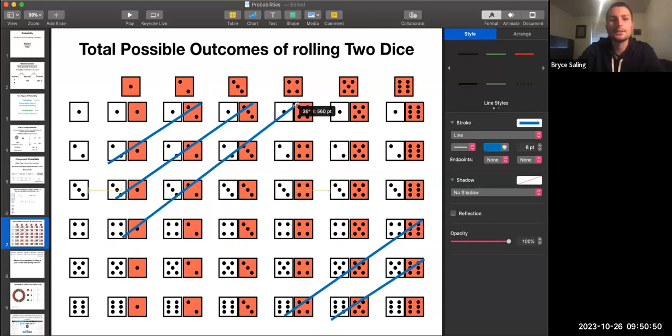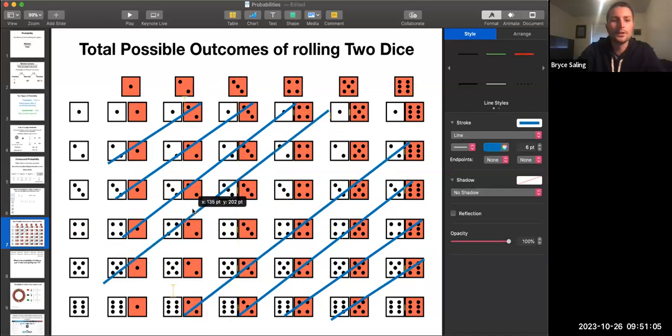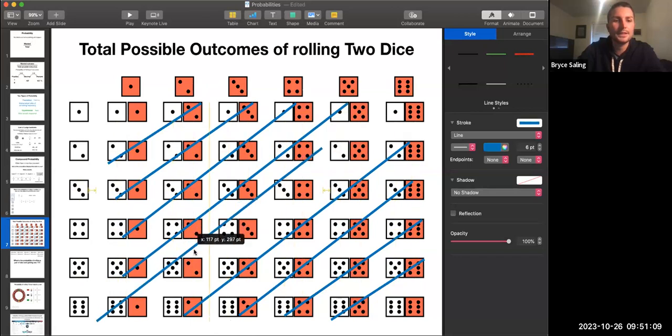A 5 is the same probability as a 9. An 8 is the same probability as a 6. And then the one that's most probable is going to be a 7 because it has the most possible combinations that you could get a 7 with.